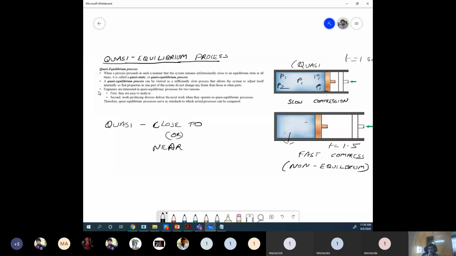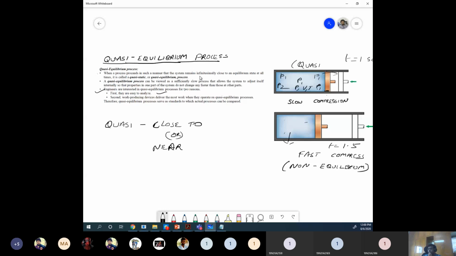As engineers, we are interested in quasi equilibrium processes for two reasons. First, they are easy to analyze. You don't have to bring in all the different effects of friction or heat addition, or even any leakage of gas. The number of parameters required to test this system will be less. You will be worried only about pressure, volume and temperature. So first, easy to analyze, and second, work producing devices deliver the most work when they operate at quasi equilibrium.